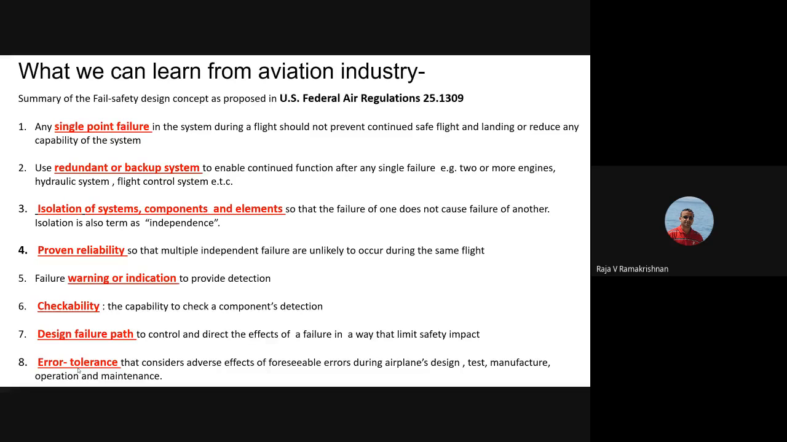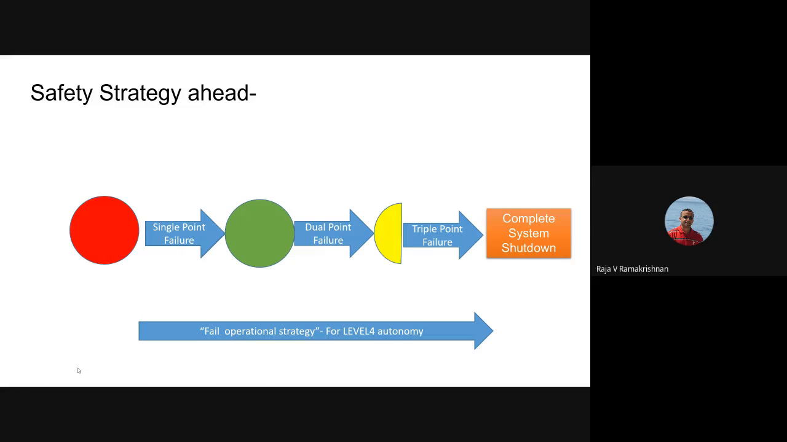The strategy we are working toward for level 4 autonomy is that a single point failure doesn't cause any degradation of the system. And after a single point failure, if a dual point failure happens, that's where we will have a partial system.